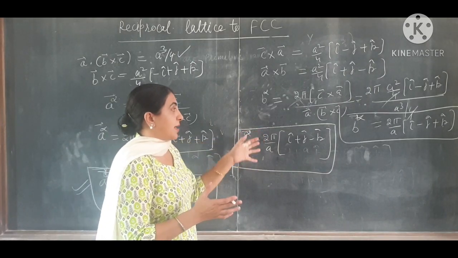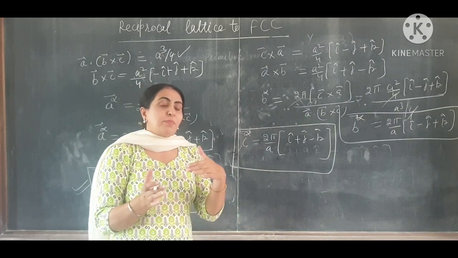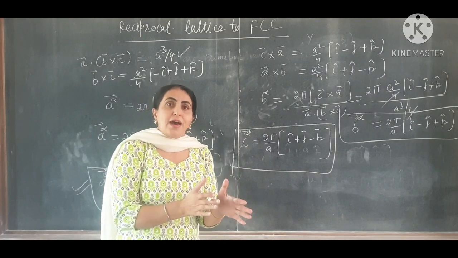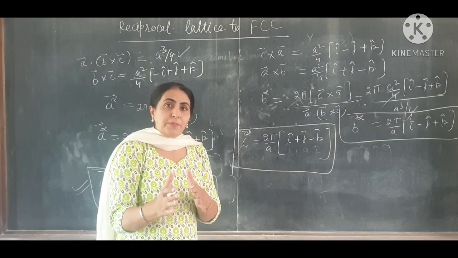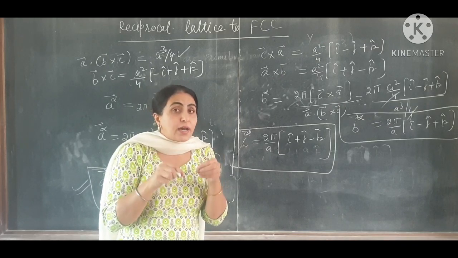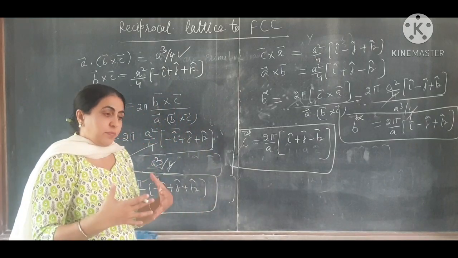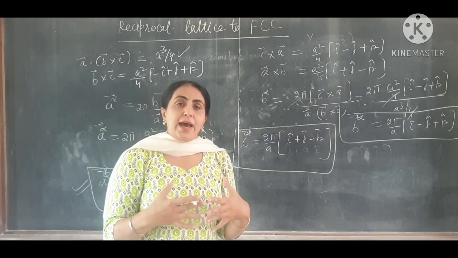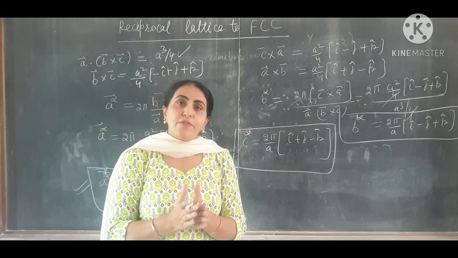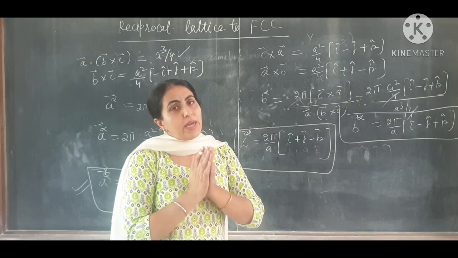So they are the same, and the same holds in the BCC. In the BCC, the primitive translational vectors of the reciprocal lattice are the primitive translational vectors of the direct lattice. So you can say that the body centered cubic and FCC are reciprocal to each other. The reciprocal lattices of FCC and BCC are reciprocal to each other.